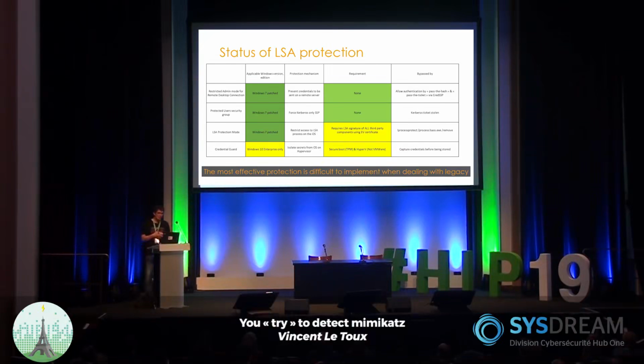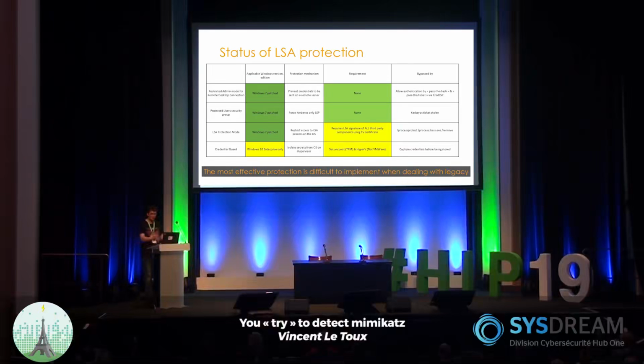So for example, you want to prevent the credentials from being sent remotely to a server, so you can apply it, there is no impact, okay, it's done. You can use the Protected Users group. Okay, you put the setting, it's done. But then, if you want to prohibit the execution of code in lsass.exe, you need to sign everything that will be loaded into lsass.exe.